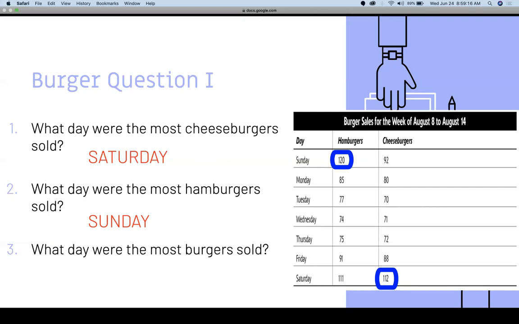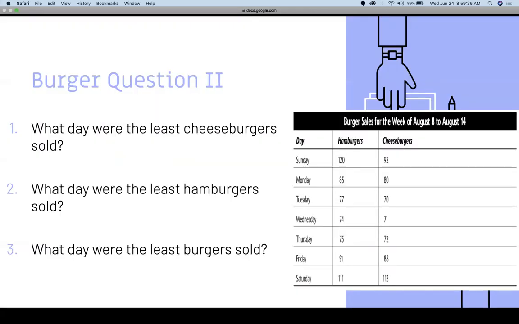Now, what day were the most burgers sold? Well, we have to look at hamburgers and cheeseburgers. And we can figure out that that would also be Saturday because of 111 and 112 right there. So let's look at another part of this burger question. What day were the least cheeseburgers sold? We have to go to the cheeseburger column and find the lowest row. That would be on Tuesday at 70. What day were the least hamburgers sold? Now we have to go to the hamburger column and find the lowest row, and that would be on Wednesday.